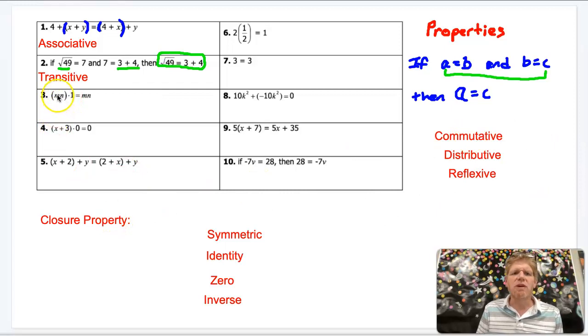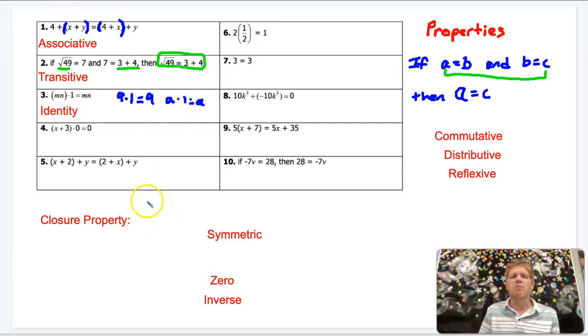The next one we have is m times n times 1. This is known as the identity property. The identity property is just about multiplying by 1. It's called the multiplicative identity. The multiplicative identity means anytime in multiplication that you multiply by 1, you get the same value back. So if we multiply m times n times 1, we get m times n. That's the identity property. It would work the same way if we said 9 times 1, because 9 times 1 is going to give us 9, or a times 1 is going to give us a.